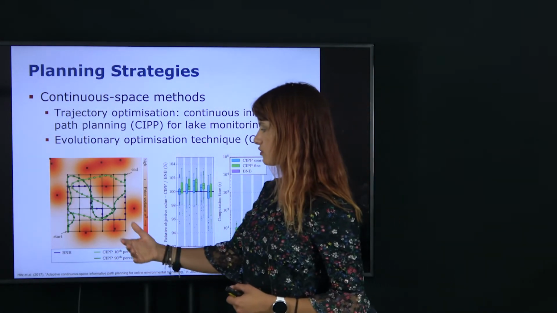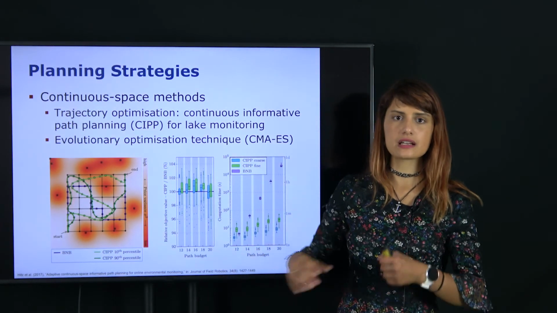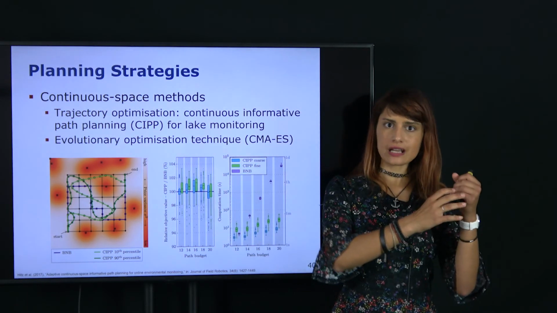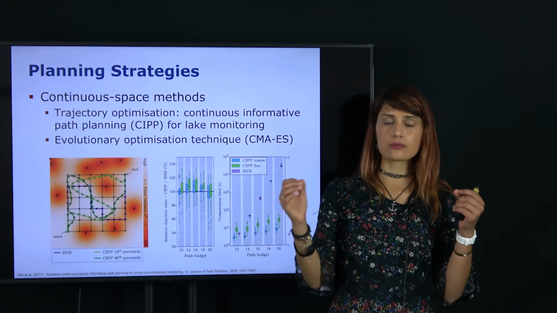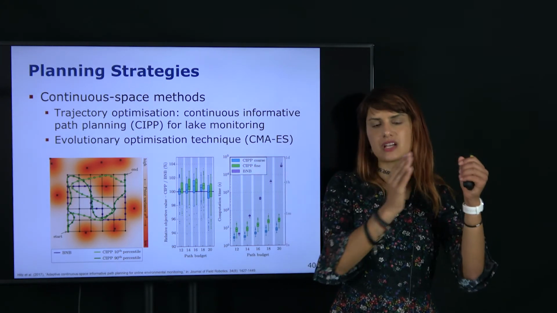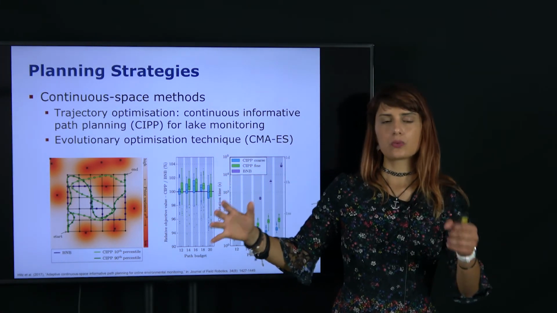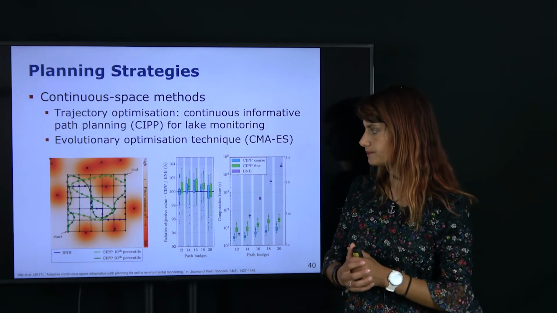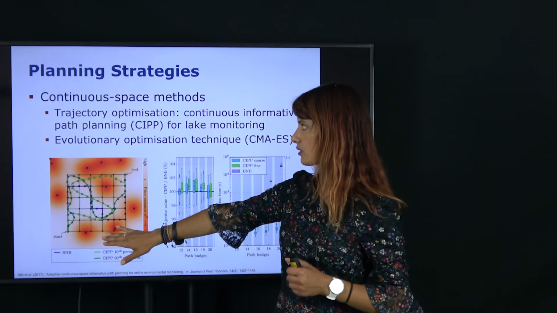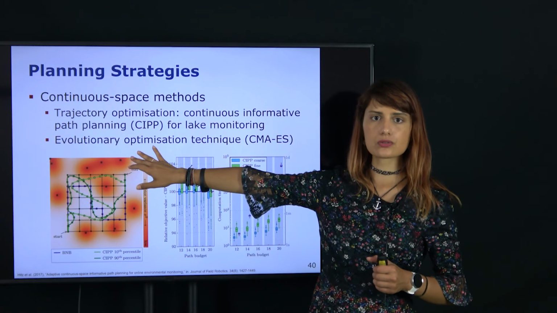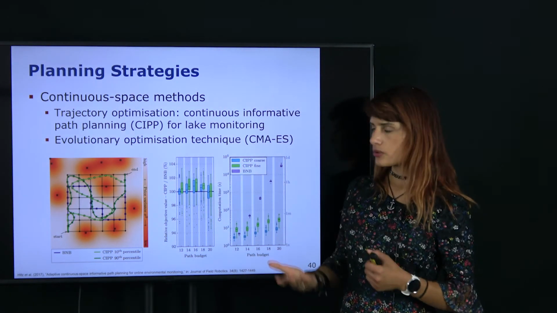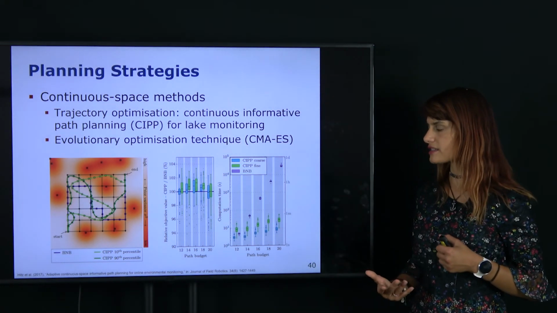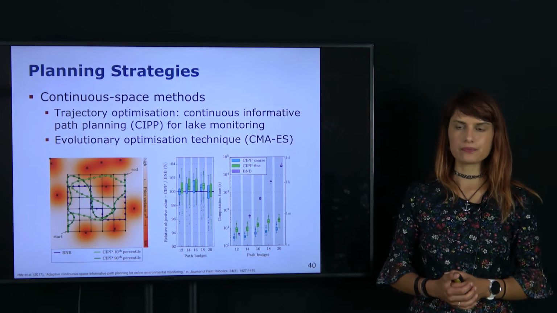Again, without going into too much detail, the way this algorithm works is that it selects a sequence of waypoints to parameterize a trajectory. It connects them smoothly using a spline, and then based on the measurement locations along that trajectory, we can extract information and see the value associated with that trajectory. The algorithm uses a black box evolutionary optimization technique, trying to improve trajectories by computing and refining, evolving new candidates and figuring out the best one.